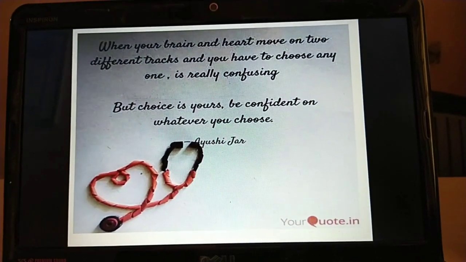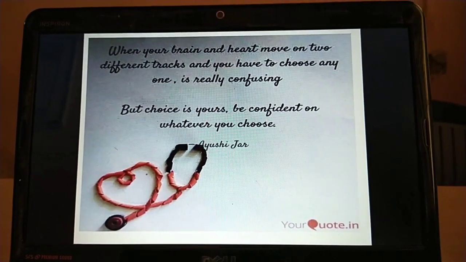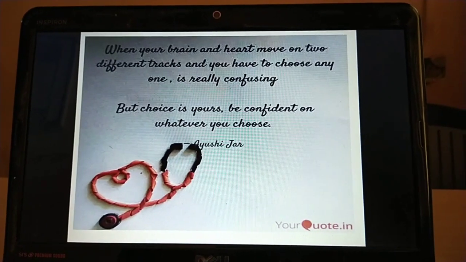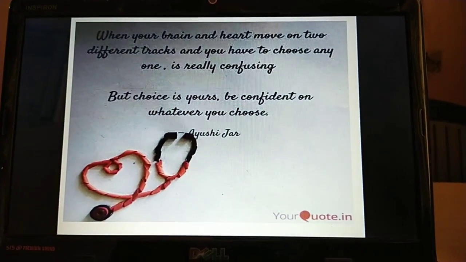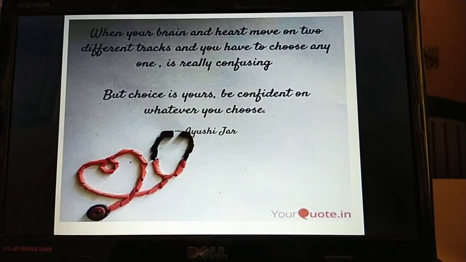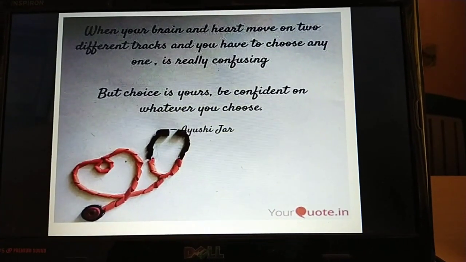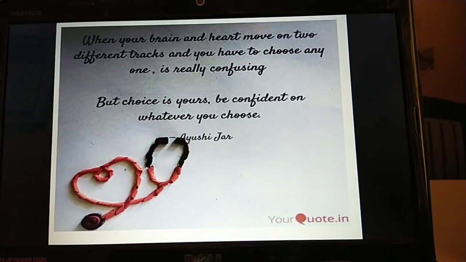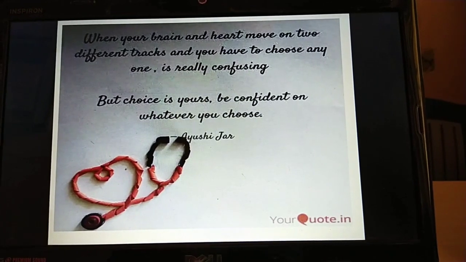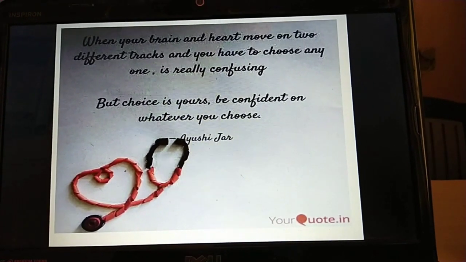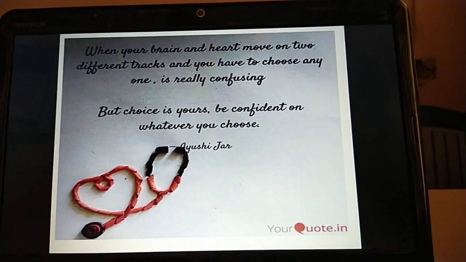When your brain and heart move on two different tracks and you have to choose one, it is really confusing, but the choice is yours. Be confident in whatever you choose. It may be heart or it may be brain. Thank you very much.